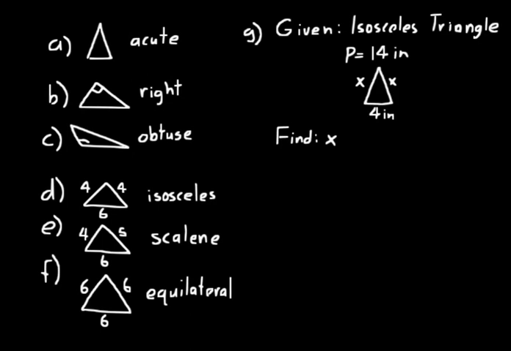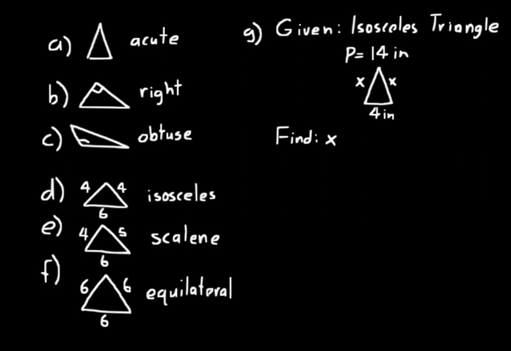Look at problem G. You've been given an isosceles triangle. P stands for perimeter. The perimeter is 14 inches, and then the triangle is drawn there. You see the base is 4 inches. I want you to find out what X is.